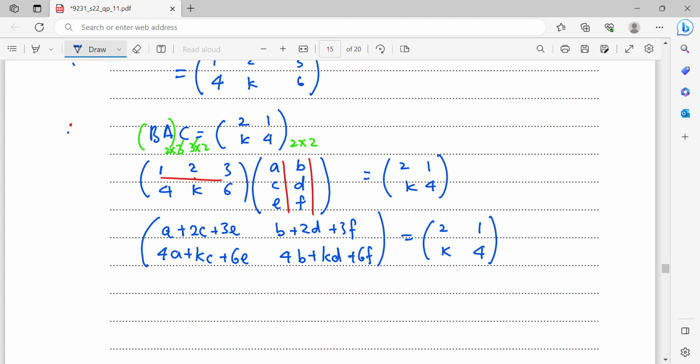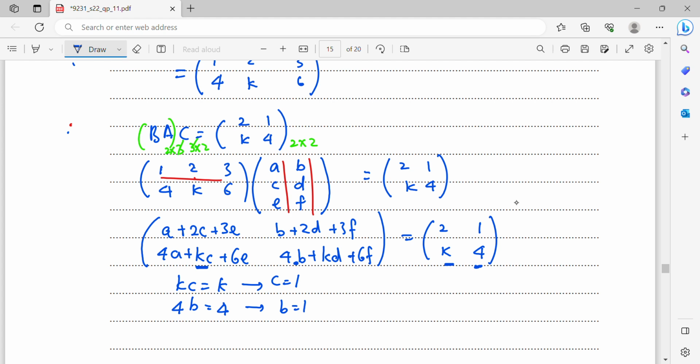So by looking at the left and right side, you can actually do the comparison. Okay, you see the K here, this is also K, which means when you compare the KC with K, that means my C is 1. Then when you compare 4 with this, 4B, so this is one of the choices. So 4B is 4, that means my B is 1.